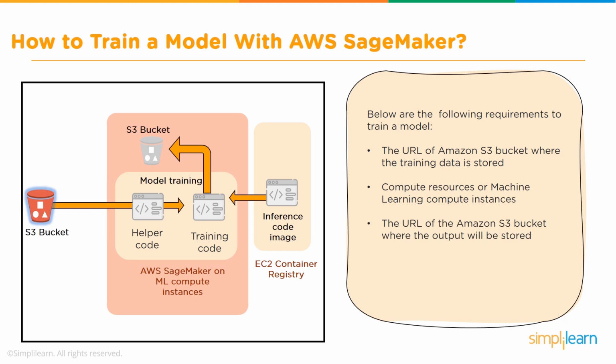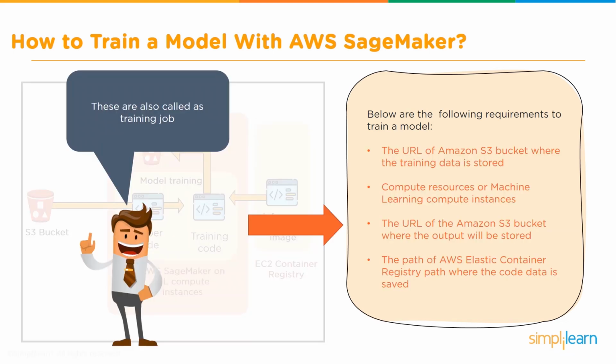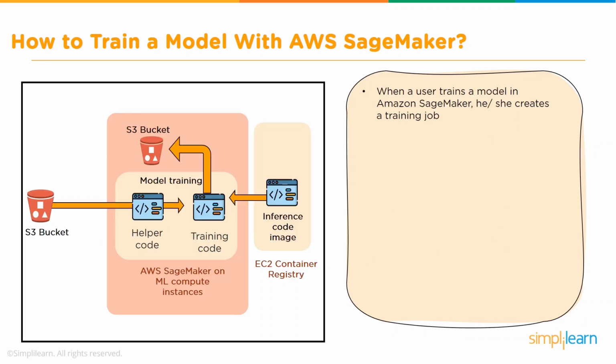Then the URL of an Amazon S3 bucket where the output will be stored. And the path of AWS Elastic Container Registry where the code data is saved. The inference code image lies in the Elastic Container Registry. Now, what are these called? These are called as the training jobs. Now, when a user trains a model in Amazon SageMaker, he/she creates a training job.